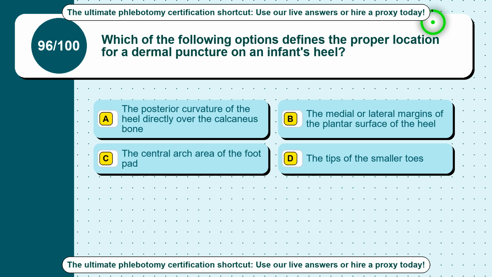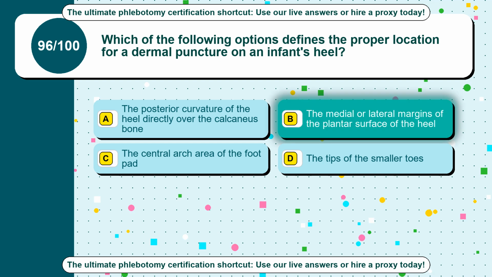Question 96. Which of the following options defines the proper location for a dermal puncture on an infant's heel? Option A, the posterior curvature of the heel directly over the calcaneus bone. Option B, the medial or lateral margins of the plantar surface of the heel. Option C, the central arch area of the foot pad. Option D, the tips of the smaller toes. The correct answer is option B, the medial or lateral margins of the plantar surface of the heel.